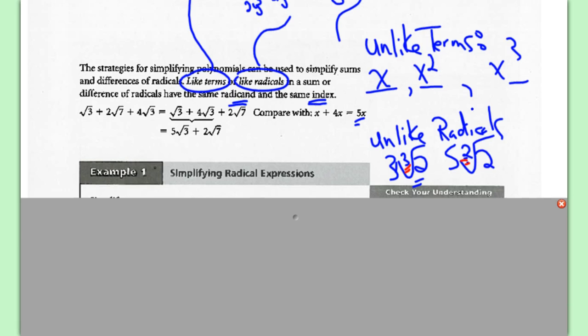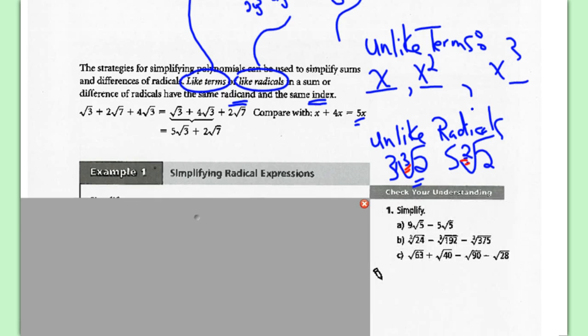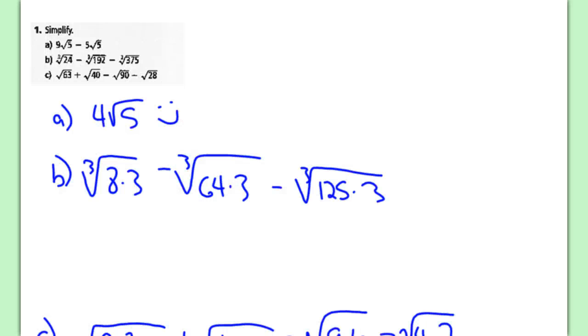So in the next question, you are asked to simplify the following. Just because Mr. K needs a little more space, I'm going to do it over here. And the first question is a really nice question. I want you again to try these questions on your own and then come back and do them as you need.